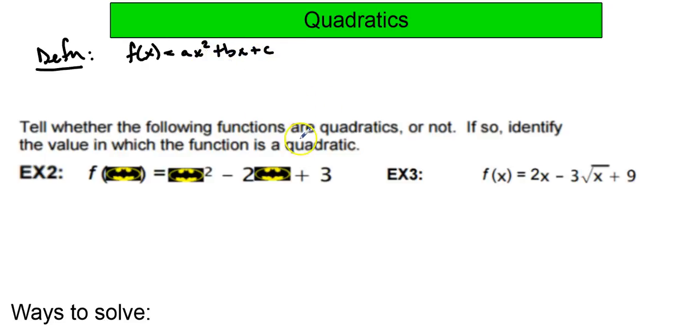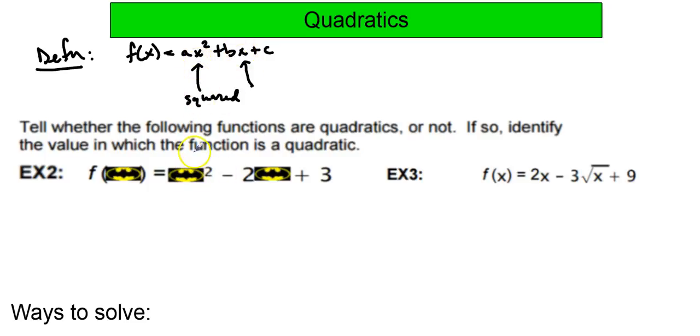We know that we can have some kind of funky quadratics, and I give a couple of examples down below. We'll talk about those in a second. The definition is whatever value or variable is here is going to be squared in this portion. Whatever value you have here in this equation is going to be squared in this portion.